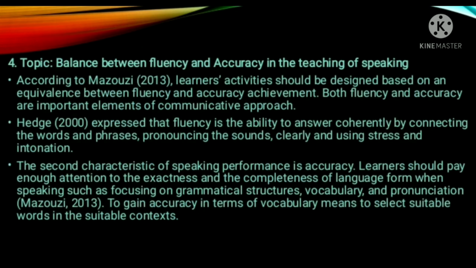Topic 4. Balance between fluency and accuracy in the teaching of speaking. According to Suzy 2013, learners' activity should be designed based on an equivalence between fluency and accuracy achievement. Both fluency and accuracy are important elements of the communicative approach. Hedge 2000 expressed that fluency is the ability to answer coherently by connecting words and phrases, pronouncing the sounds clearly, and using stress and intonation.